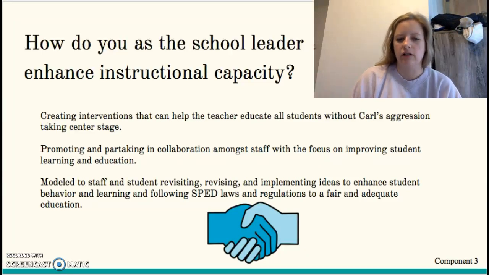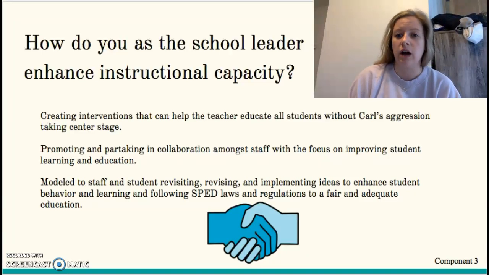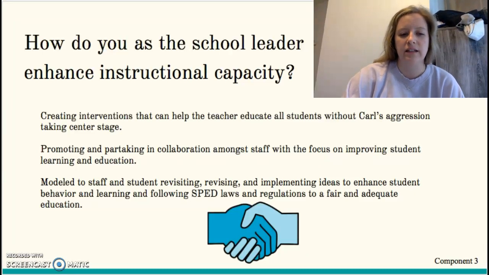And the last thing is modeling the expectation, how we handle the SPED laws, how we handle interacting with students who have special needs, and how we can all come together to be successful in this. I feel that with this process, this is just a stepping stone in what can happen with Carl. I feel like obviously as you try interventions and try things, and as Carl gets older, because he's only in 3rd grade, things will work and things will not work, but we have to come together as a team to make that happen. That is the case study on Carl. Thank you for listening.